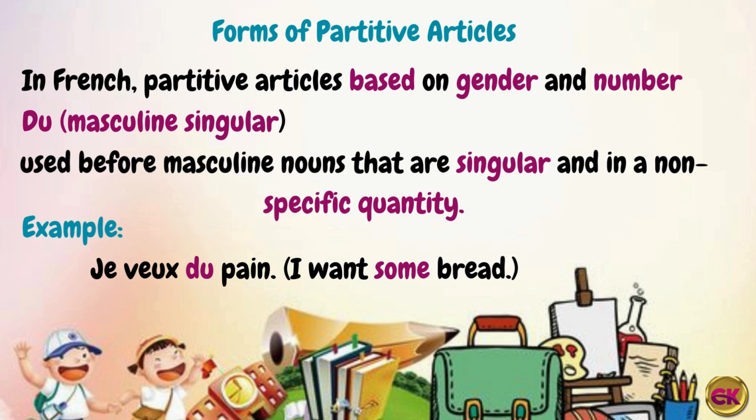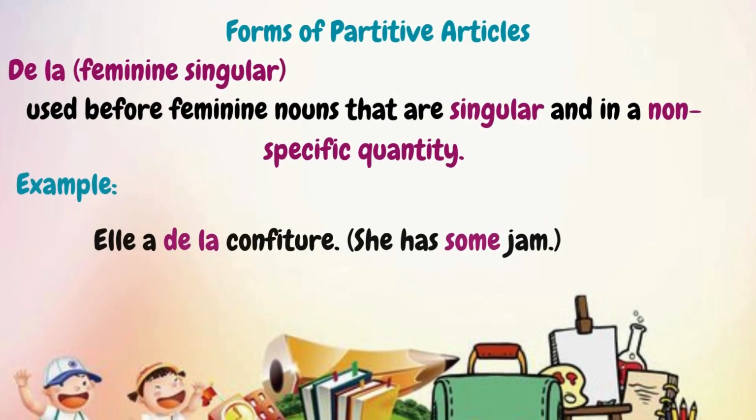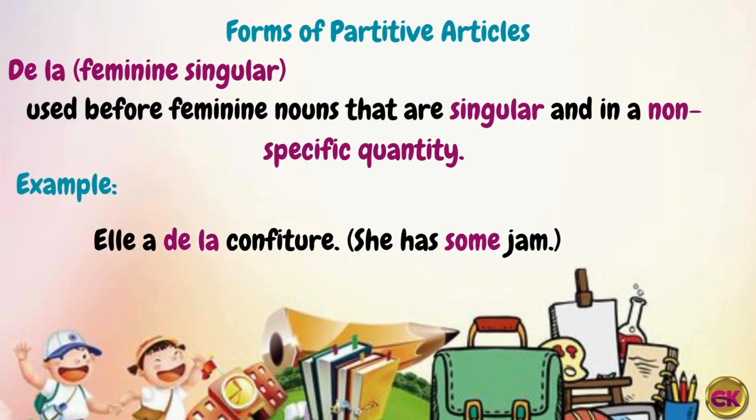Du. Used before masculine nouns that are singular and in a non-specific quantity. Example: Je veux du pain. De la. Used before feminine nouns that are singular and in a non-specific quantity. Example: Elle a de la confiture.